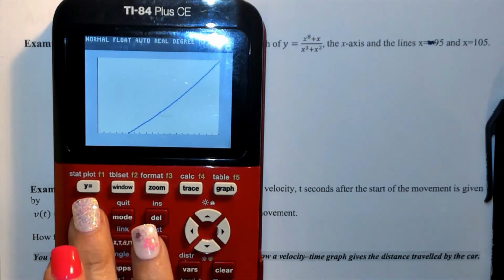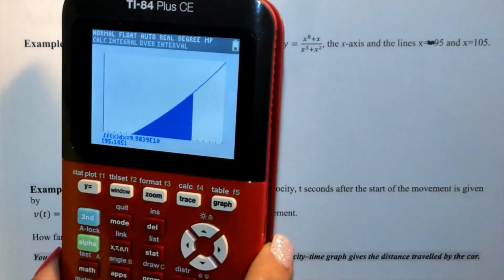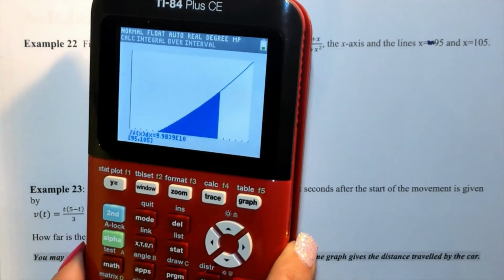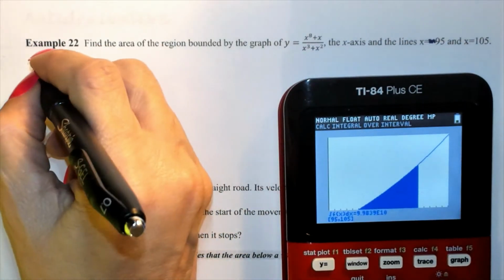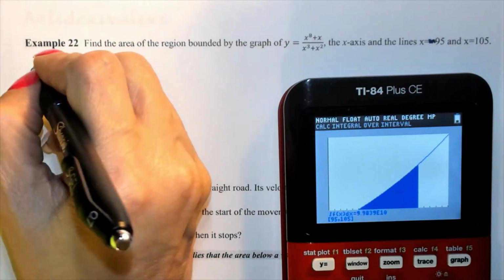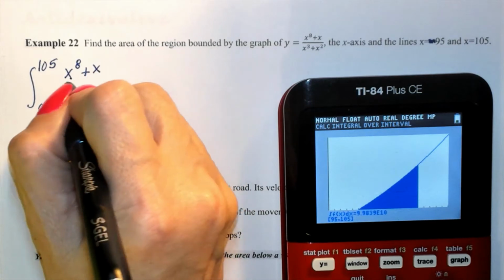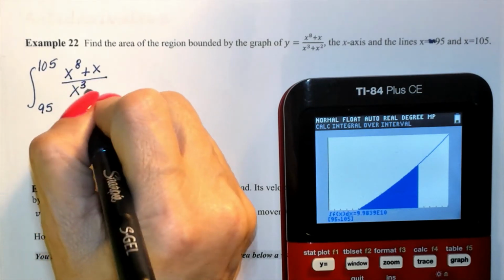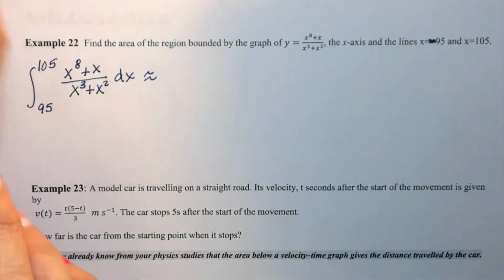Okay. So I'm going to do second calculate the integral from 95 to 105. There it is. It's going to give me my estimate, and the estimate is 9.9839 times 10 to the 10th power. Oh, I didn't rewrite this one. Okay, so let me rewrite it. We're going from 95 to 105 of x to the 8th plus x over x to the 3rd plus x squared dx. Be sure you get the dx. It is approximate. Okay, I'm going to put this over here so I can read it.